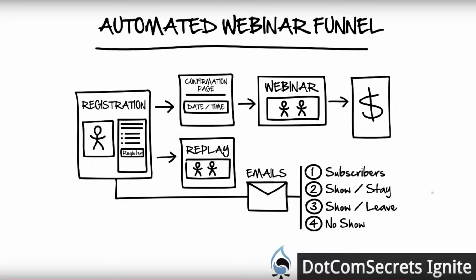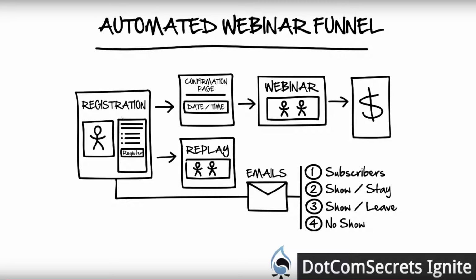Now, if you're in an automated webinar where you pre-record it, this is what the automated webinar funnel looks like. They register. If they decide to watch the replay right now, they can watch it right now. If they don't, they go to the same confirmation page, and they show up at the time of the webinar. They get a webinar email, and then at the end of it, you sell them the product.